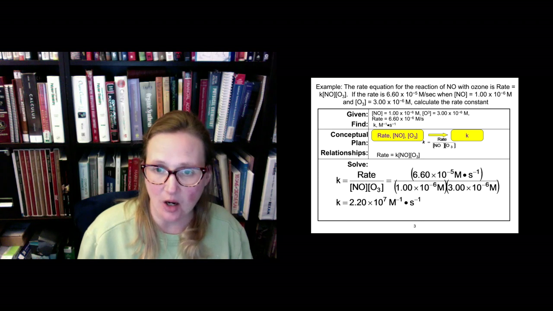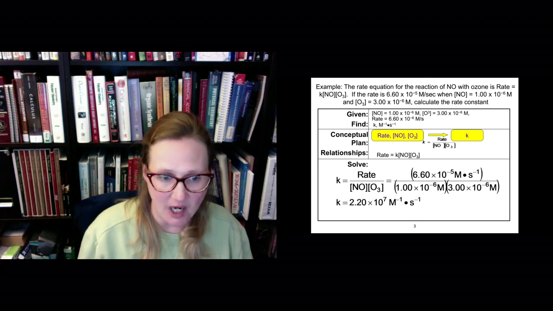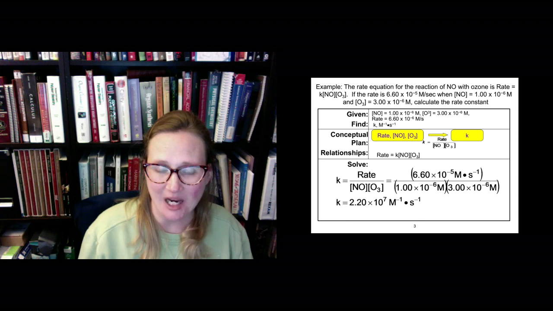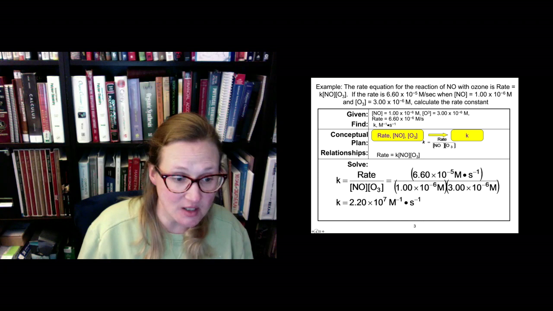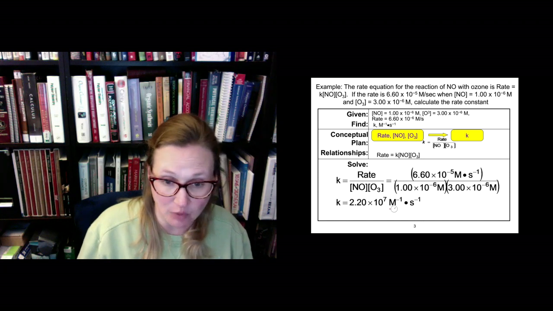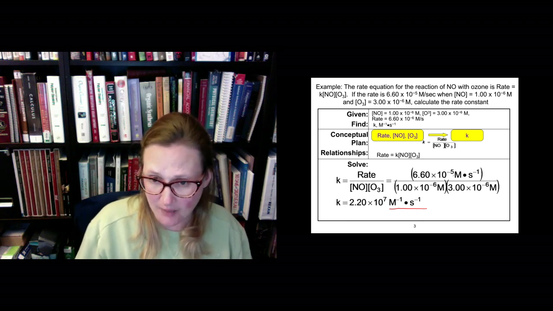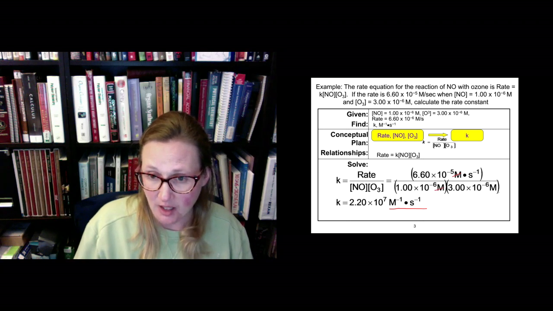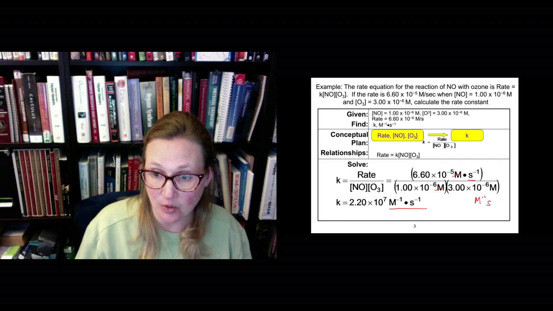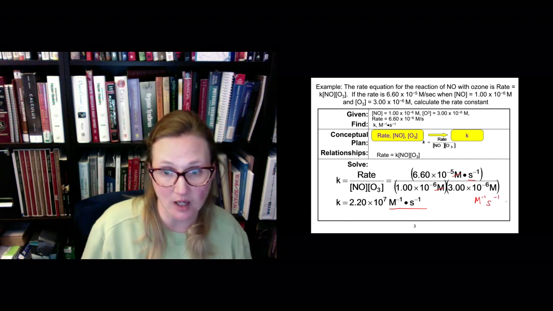We will take our rate that's given in the problem and divide by our concentration of NO times our concentration of O3. When we solve that out, we get 2.2 times 10 to the 7th per molar per second. These are the units for a second order reaction, per molar per second, because if we look at solving for the rate constant here, our molars cancel out to give us per molar, and you can see here per second. So that's the units of a second order rate constant.